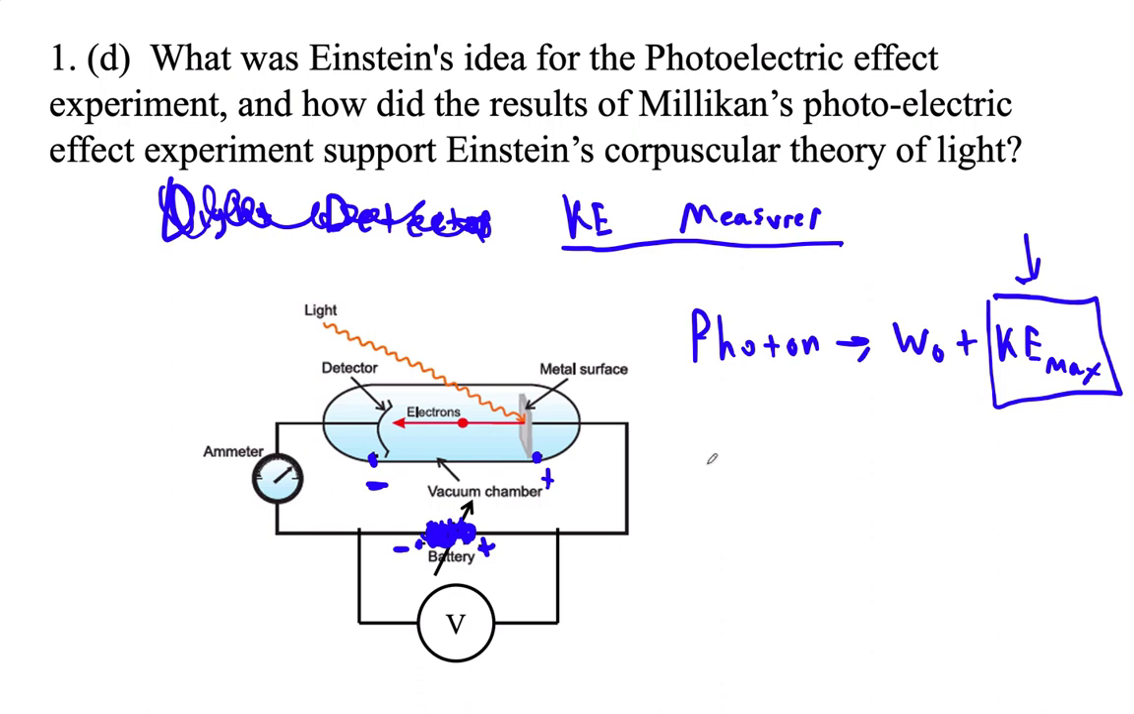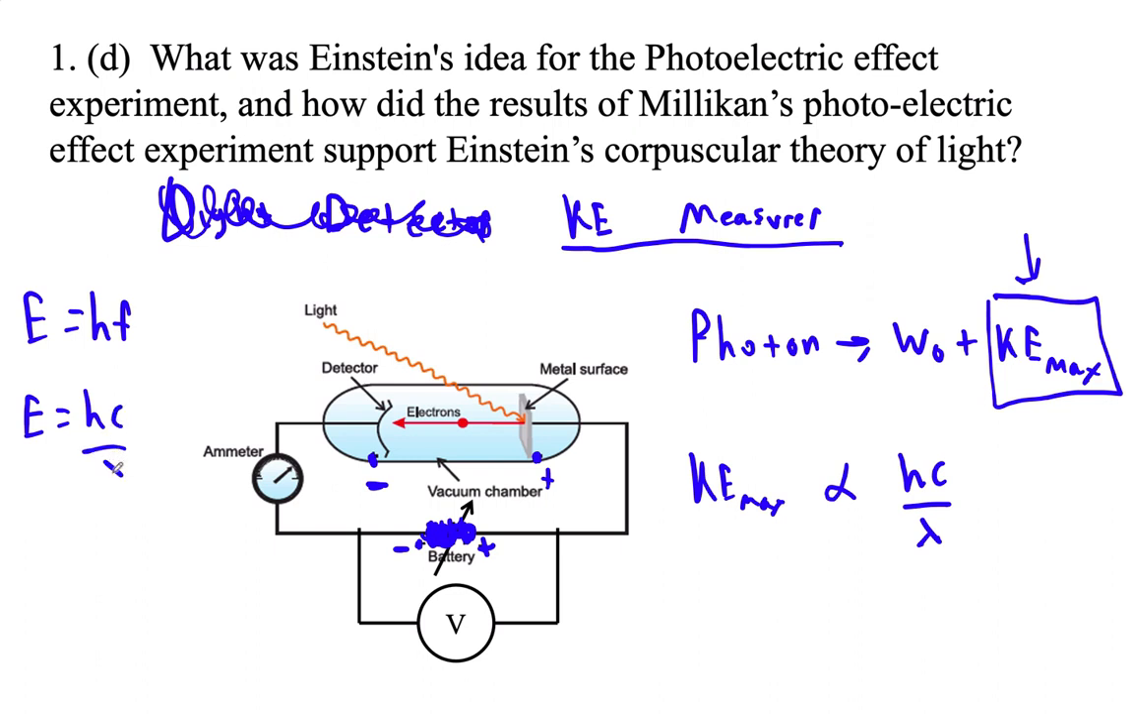Well, what he said is that the maximum kinetic energy is going to depend on hc over lambda, because that's my prediction, that's my formula. Remember, Einstein's formula is that the energy of a photon is h times frequency, which is hc over lambda, right? Because of the wave equation, c over lambda is the same as frequency, right?